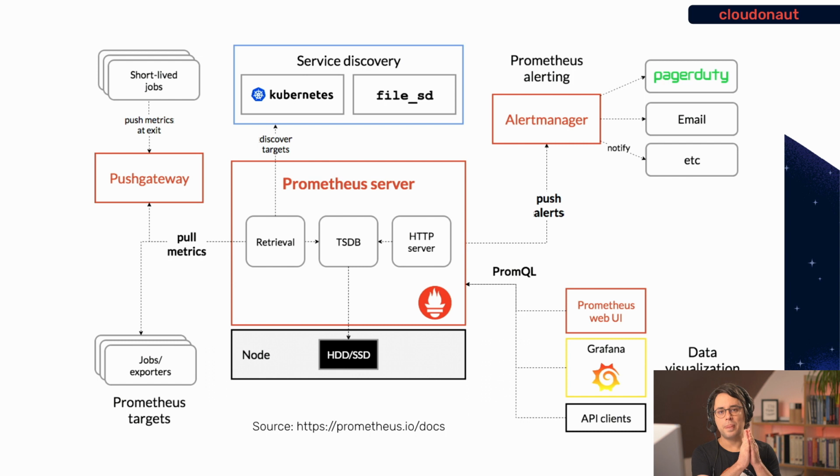And one important functionality of Prometheus is also the alert manager. So this is where you can define thresholds for metrics, define who should be alerted in certain circumstances.